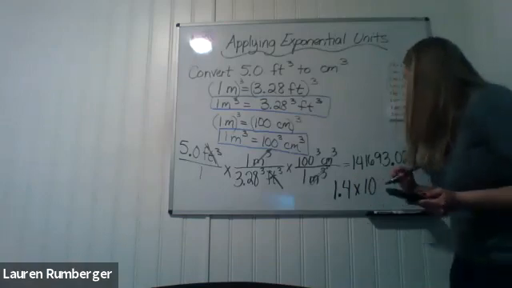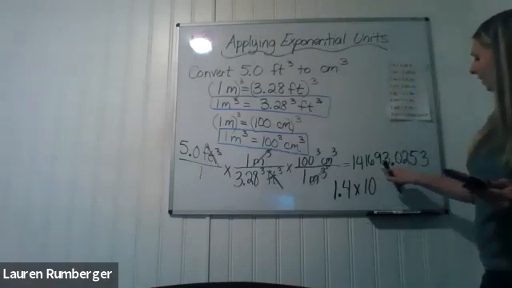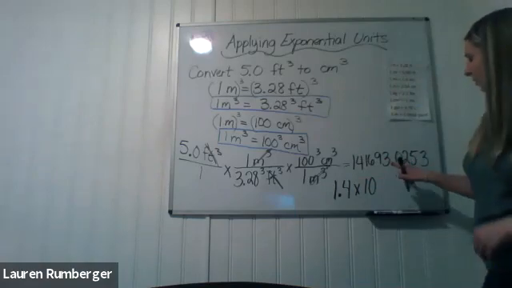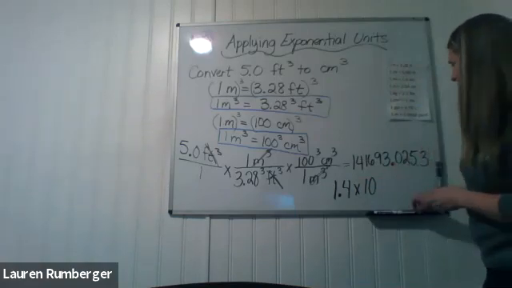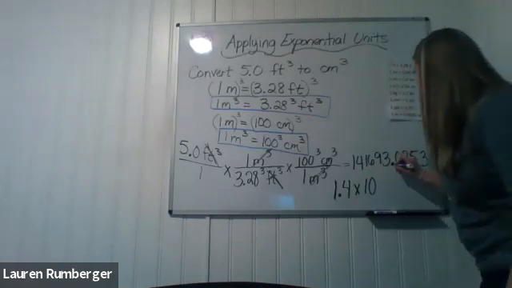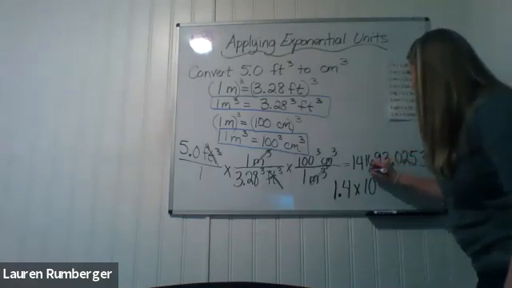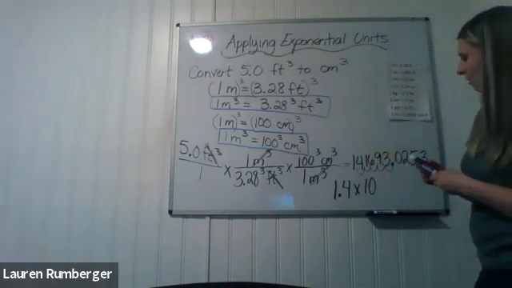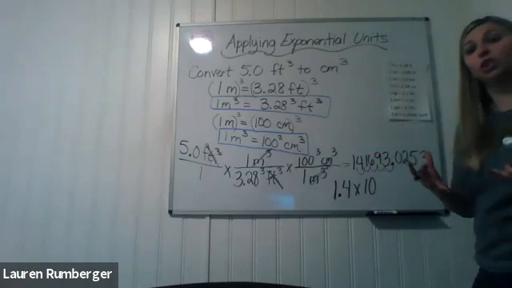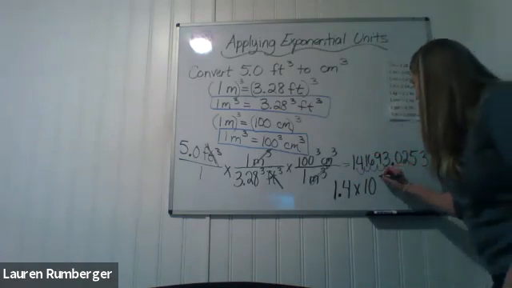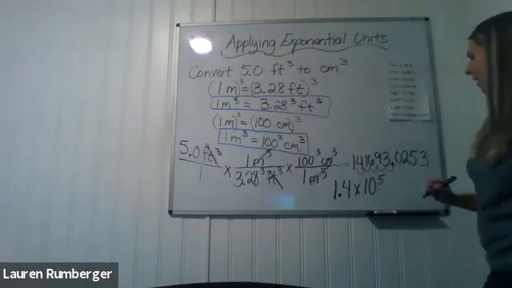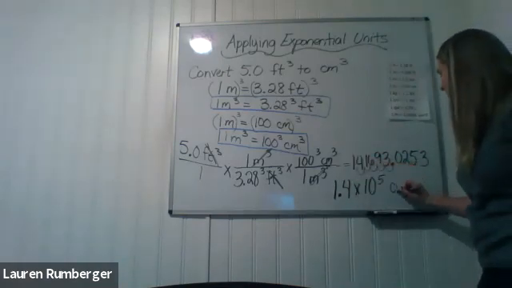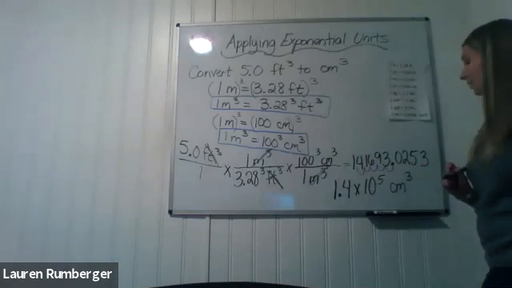Times 10 to the how many places do we move the decimal over to give us our scientific notation? What we're going to see is 1, 2, 3, 4, 5. 5 places to the left, and it's going to be a number larger than 1. So therefore, it is a positive exponent 5. And then our units. Our units are cubic centimeters.